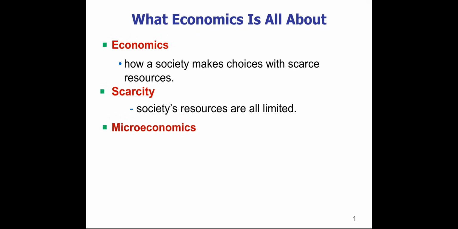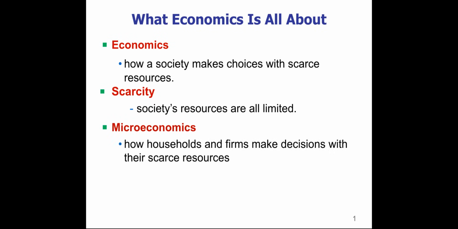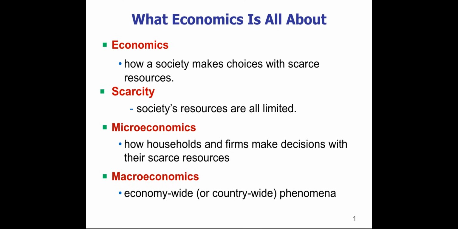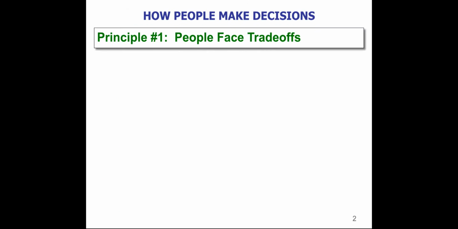There are two basic subdivisions of economics. The first one is microeconomics, and this looks at how households or business firms make decisions with their scarce resources. So, this is about things like profits and costs. And then macroeconomics looks at large economy wide phenomenon like the entire US economy. And it looks at things like price inflation, unemployment, GDP.